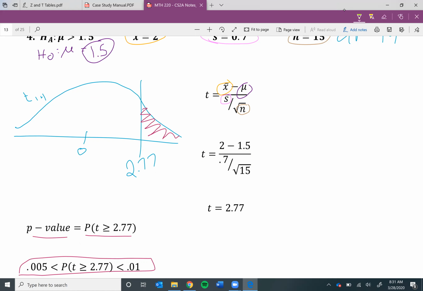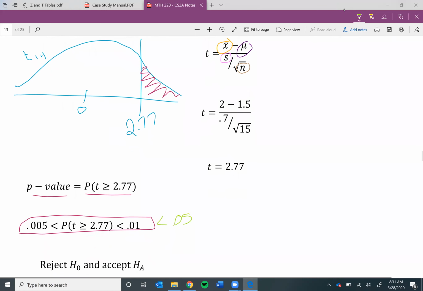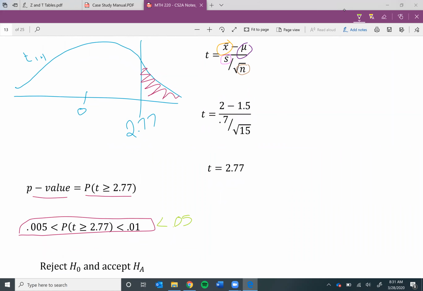And so now that we have our p-value, we compare our p-value to alpha, and alpha is 0.05. So our probability for p-value is anywhere between 0.005 and 0.01. So that means 0.05 would go out here. Okay, so if the p-value is low, our decision is going to be reject H0 and accept HA. All right, number 5.